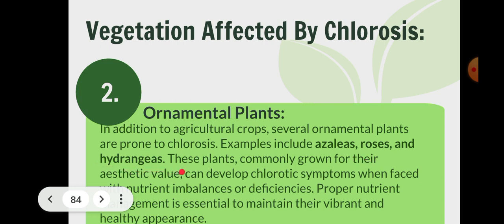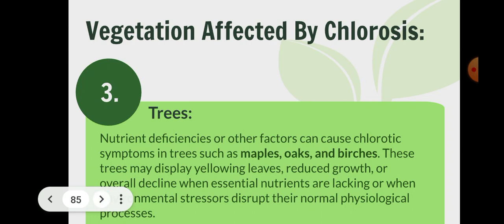These plants are commonly grown for their aesthetic value, and these can develop chlorotic symptoms when they are faced with nutrient imbalances. Proper nutrient management is very essential to maintain their vibrant and healthy appearance. The next one being trees. These include maples, oaks, and birches.